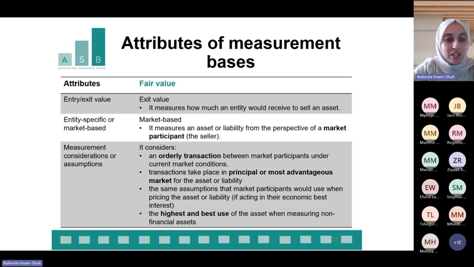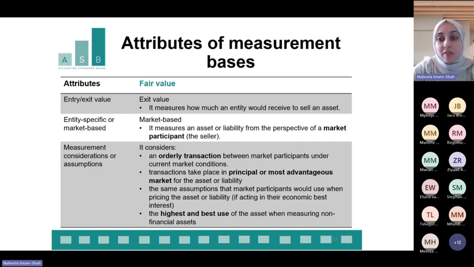Looking at the measurement considerations or assumptions, it considers an orderly transaction between market participants under current market conditions. Fair value measurement considers that transactions take place in the principal or the most advantageous market for the asset or liabilities. The same assumptions that market participants would use when pricing the asset or liability. So here we spoke about market participants acting in their best economic interest. And also it considers the highest and best use of the asset when measuring non-financial assets.